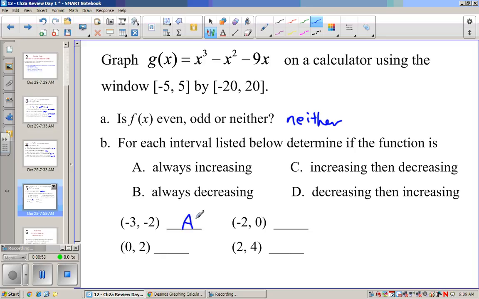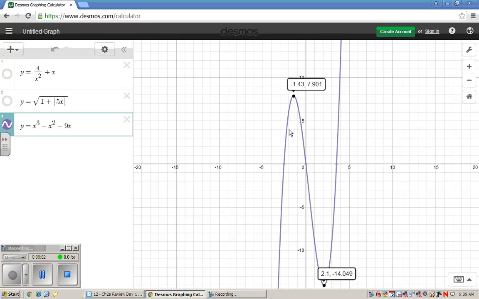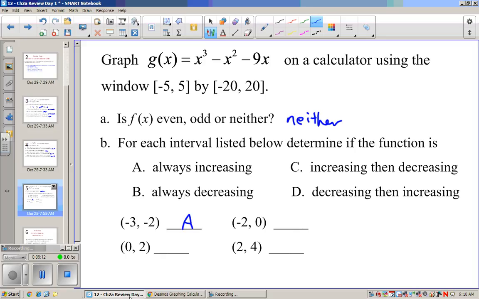On the next one, I'm going to go from -2 to 0. So if I go over here and I click somewhere right here, okay, there's -2. To get to 0, notice I'm watching the x-coordinate. I go up and then I go down. So in this case, it is increasing, then decreasing.